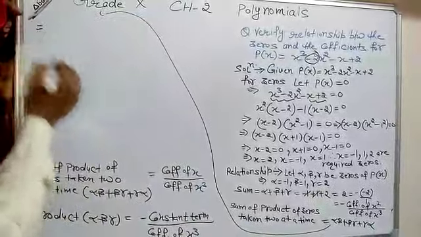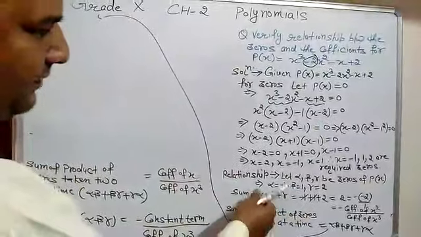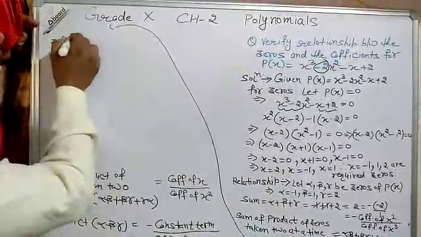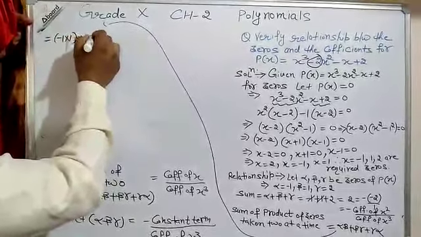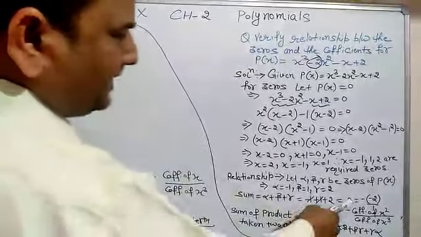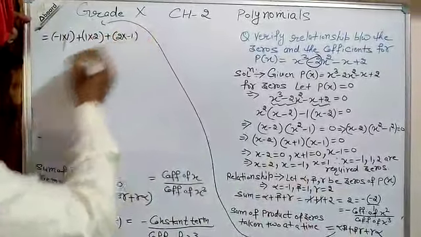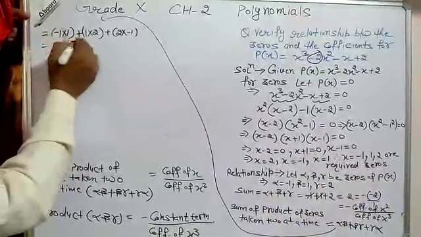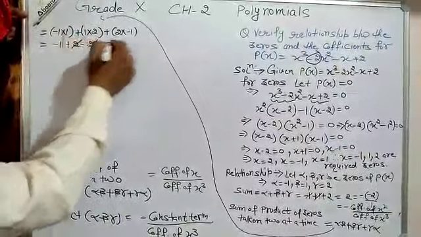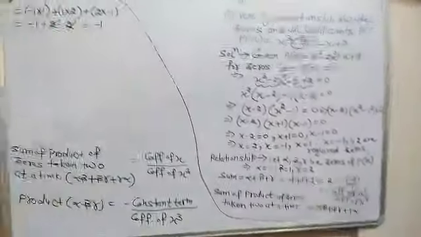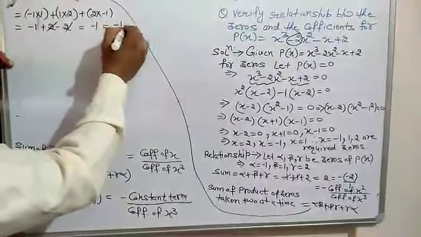See, alpha beta, alpha value is what? Here I am writing the value of alpha, minus 1, and beta value is 1, then plus beta value is 1, gamma value is 2, then plus gamma alpha, gamma is 2 and alpha is minus 1, which is equal to minus 1 plus 2 minus 2. See, minus 2 and plus 2 cancel, we are left with minus 1. So we can write that as minus 1 upon 1.